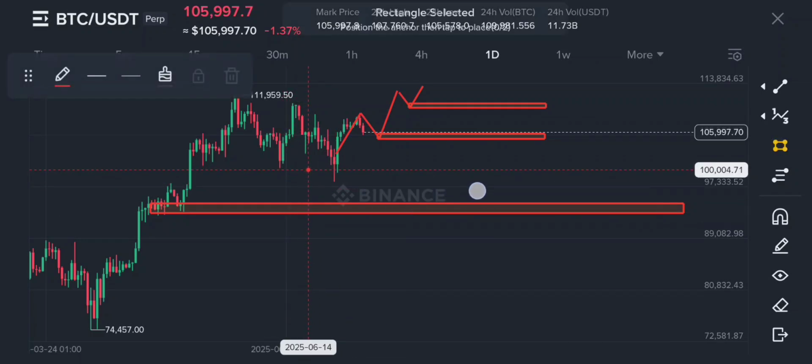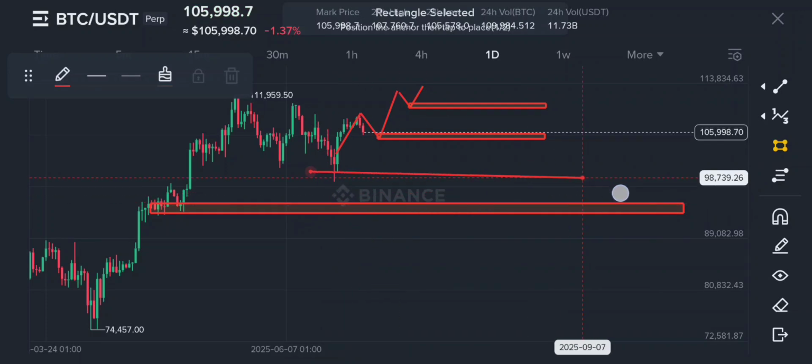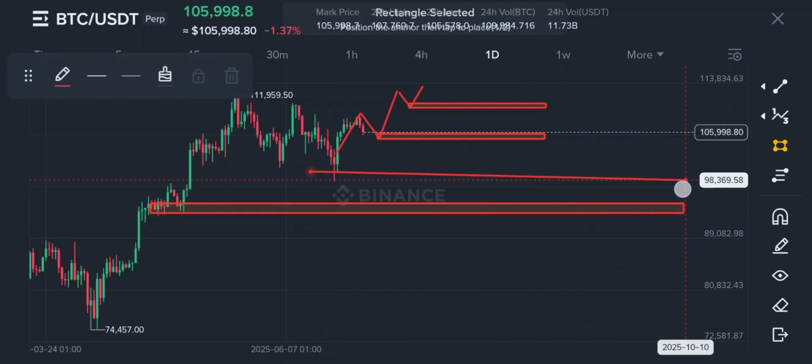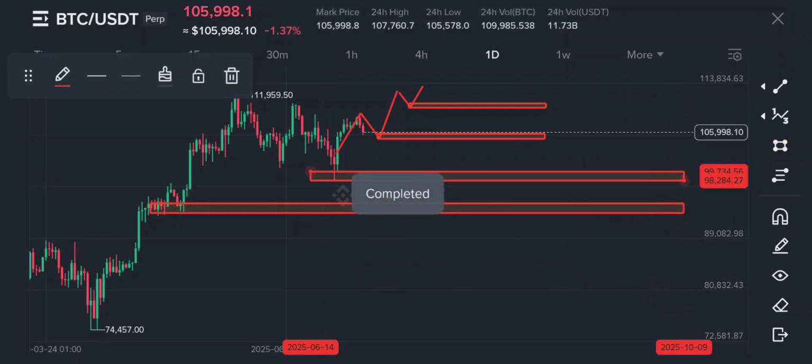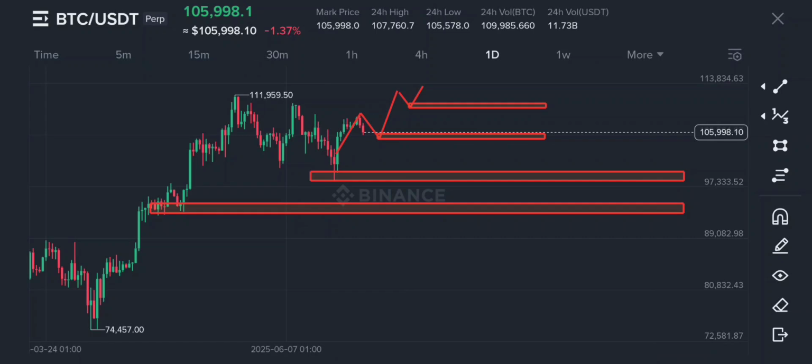My area of interest will now be somewhere like here, no longer the previous area, because that place has been invalidated. So I hope you now understand how to identify a valid area of interest so that you can always trade and remain ahead of the game.